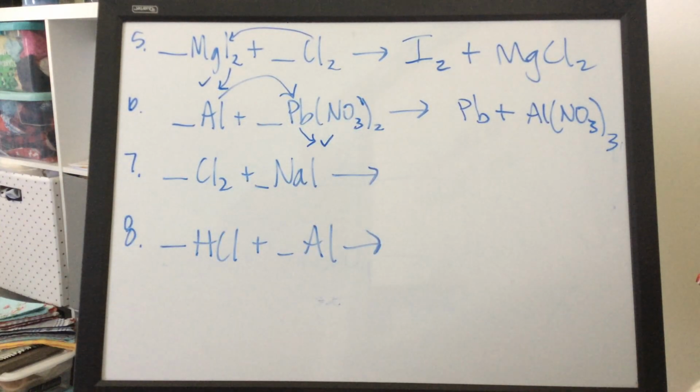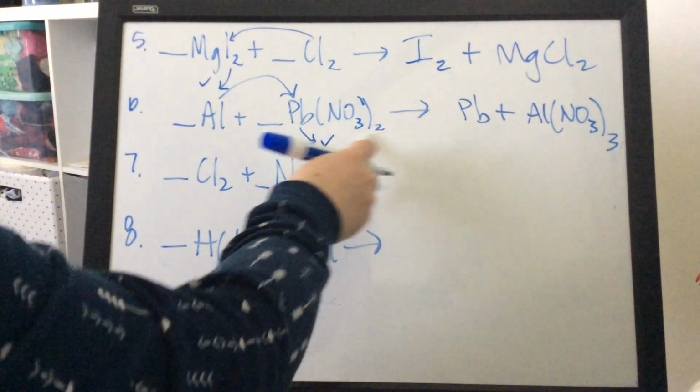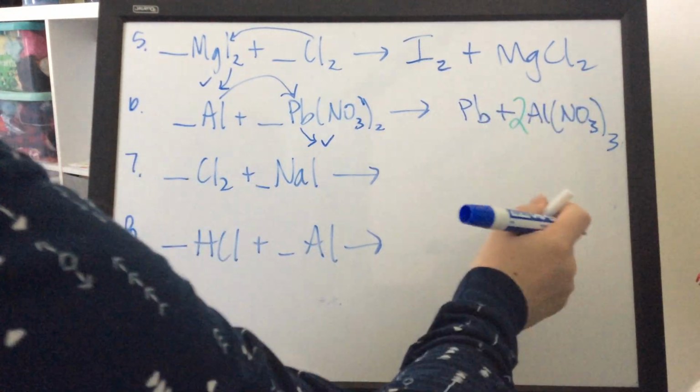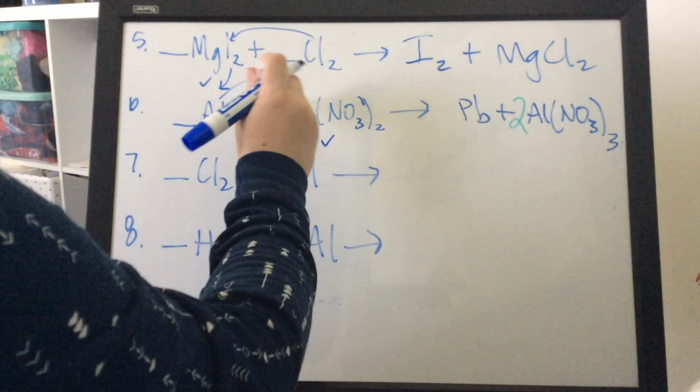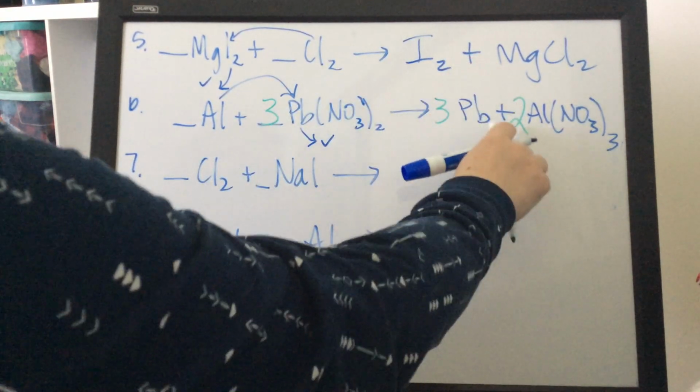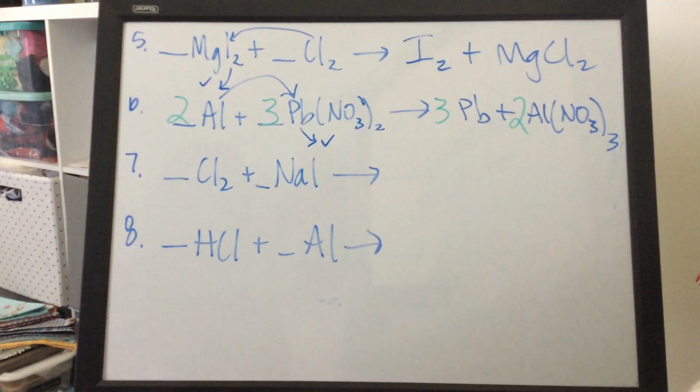So this is where it gets very tricky. You have to be very careful. And I need to balance this reaction. This one's a little interesting. I have 2 groups of nitrate. I have 3 groups of nitrate. 2 and 3 should make you think 6. So I need 2 to give me 6 nitrates. I need 3 to give me 6 nitrates. That gave me 3 leads. And that gave me 2 aluminums.